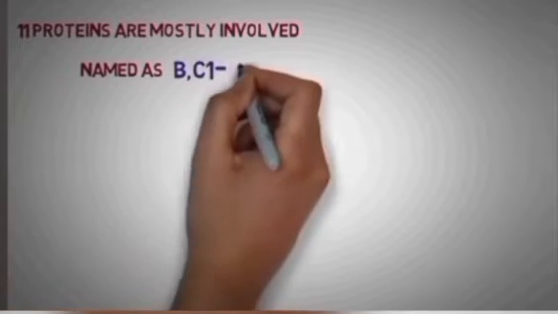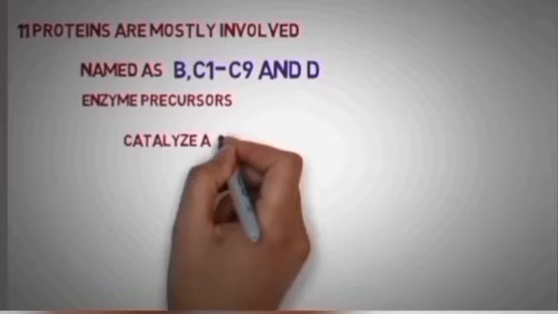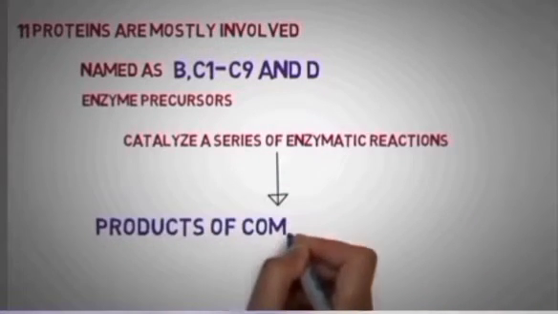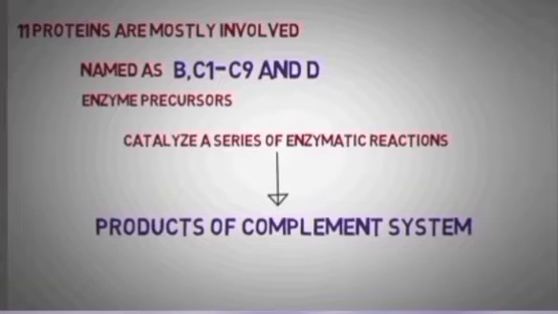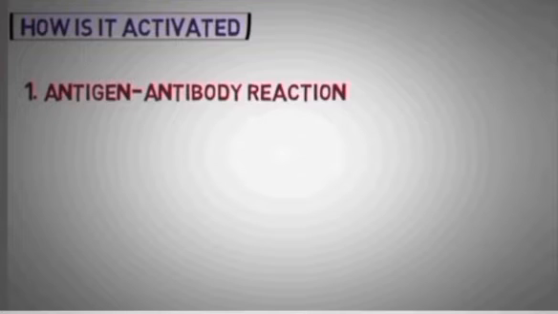There are 11 proteins mostly involved, such as B, C1 to C9, and D. It is an enzyme precursor that catalyzes a series of enzymatic reactions to produce the complement system. How is it activated? It is activated in three ways.